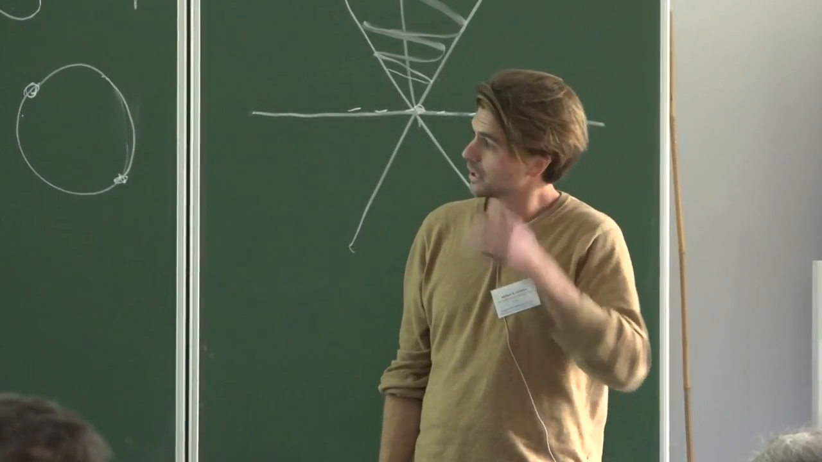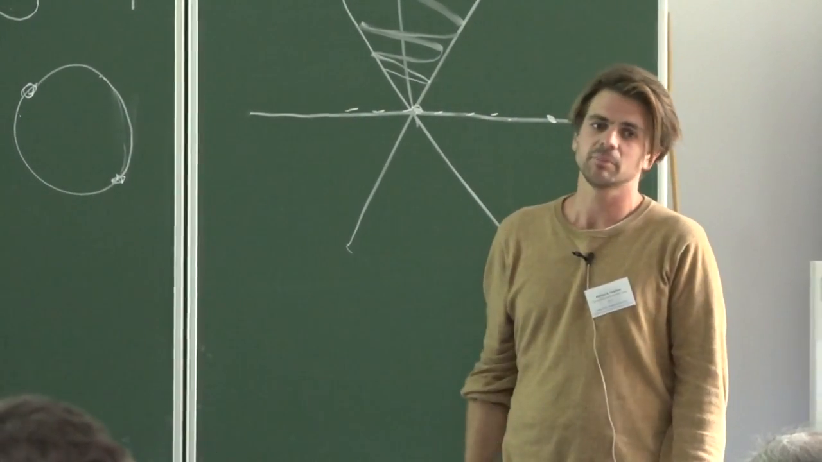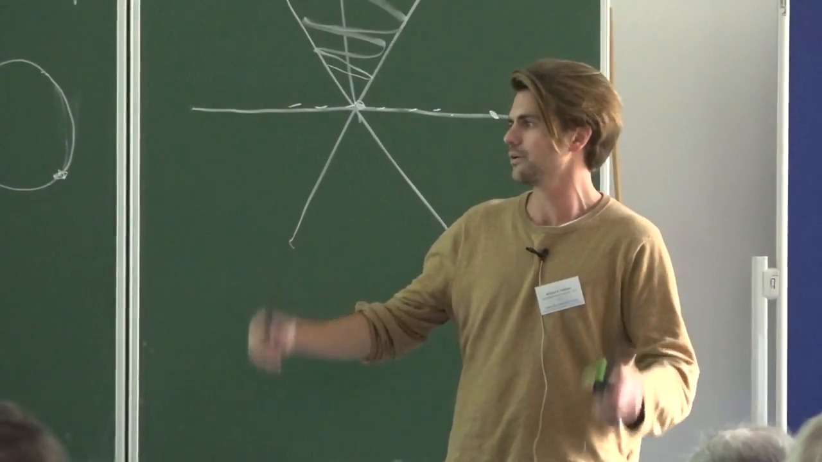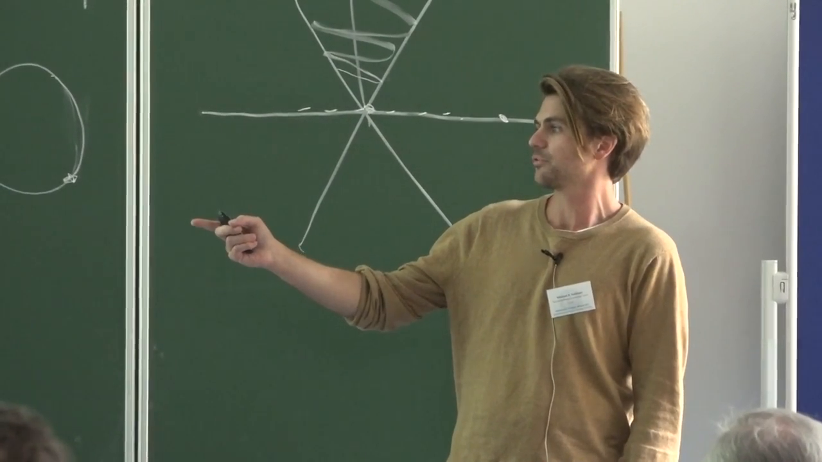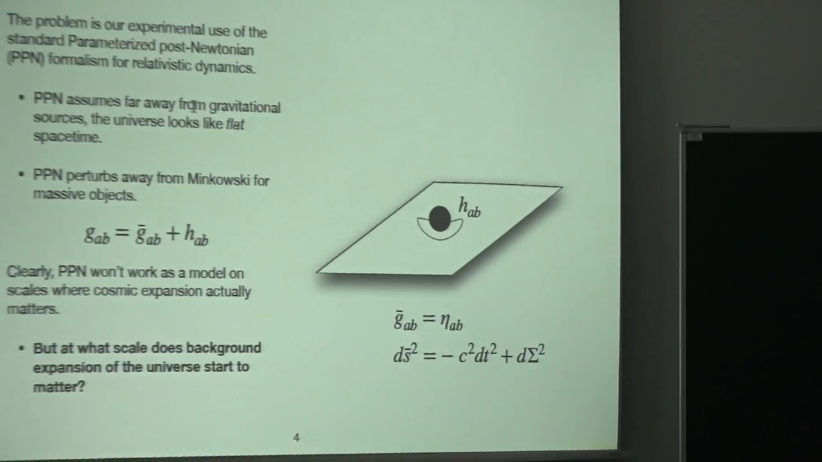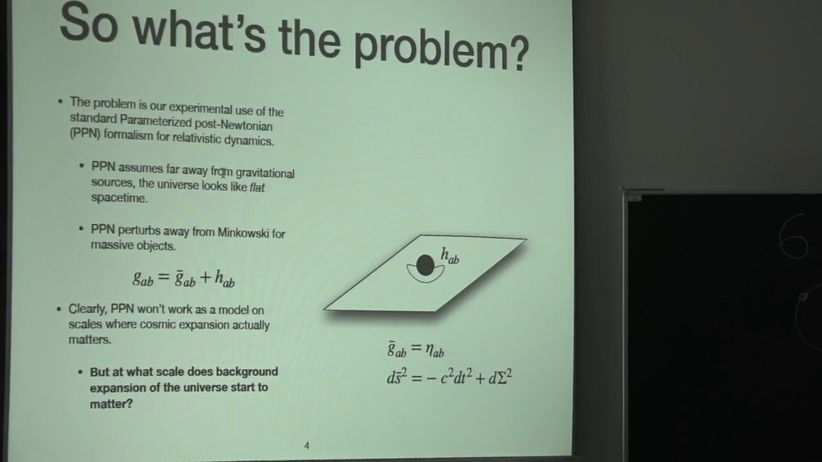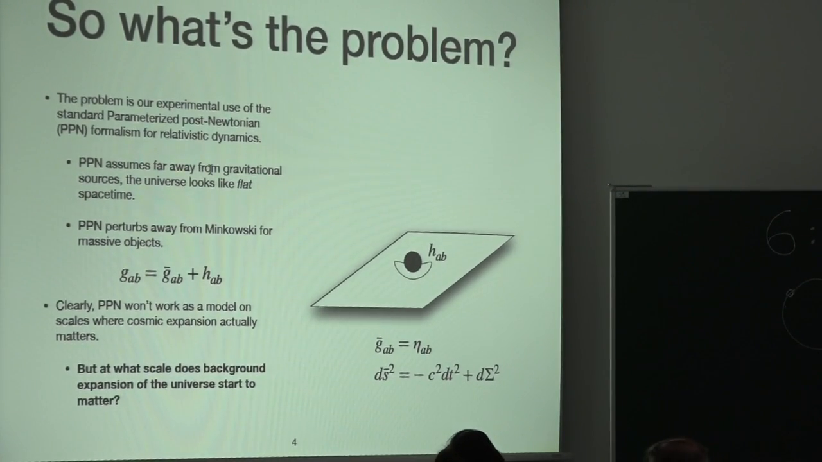But clearly, PPN won't work as a model on scales where cosmic expansion actually matters. Usually, that's assumed to be really, really large scales. But we still want to ask the question of what scale does background expansion of the universe start to matter? Are there any cosmic observables that we can see at smaller scales that we wouldn't necessarily expect to happen?